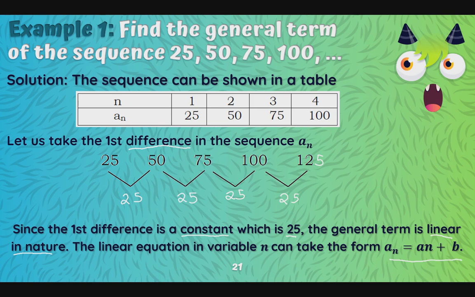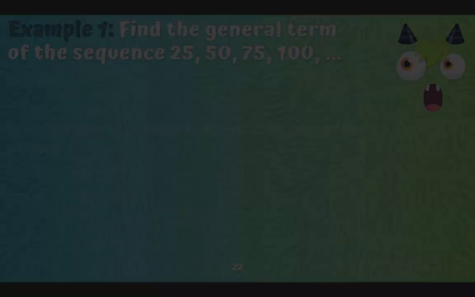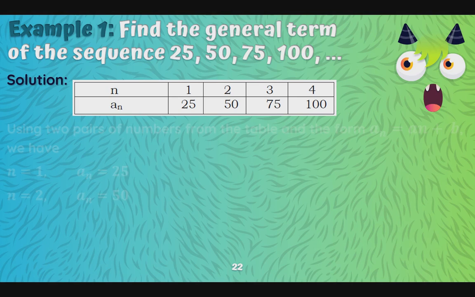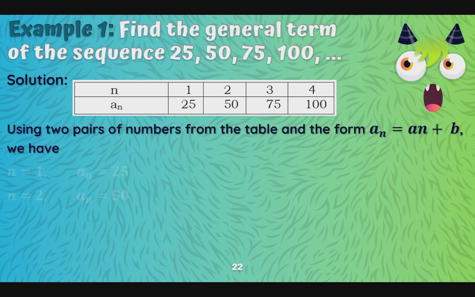So, paano ba natin gagamitin ang a sub n is equal to a times n plus b? So, from the table kanina, gagamit tayo ng dalawang pares. Mas maganda kung yung dalawang pinakamababa yung gagamitin natin. So, if n is equal to 1, a sub n is equal to 25, and if n is equal to 2, a sub n is equal to 50. So, anong gagawin natin? I-substitute lang natin yan dito sa ating formula natin.